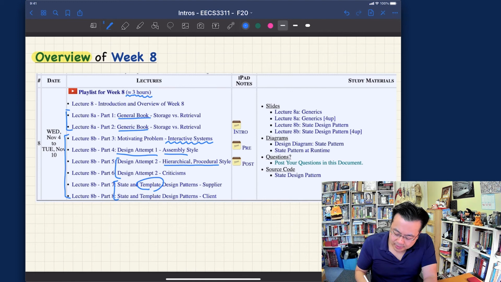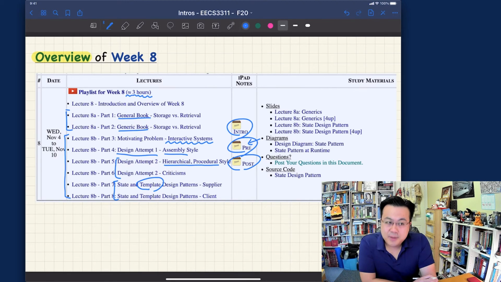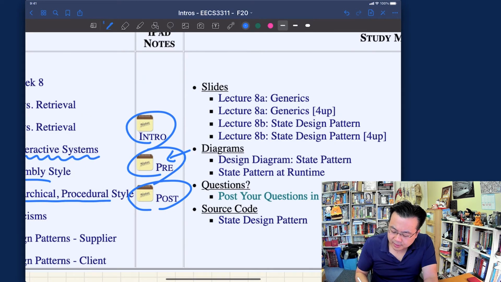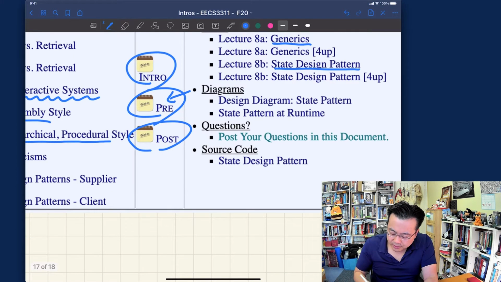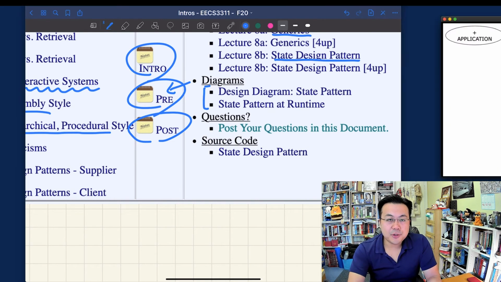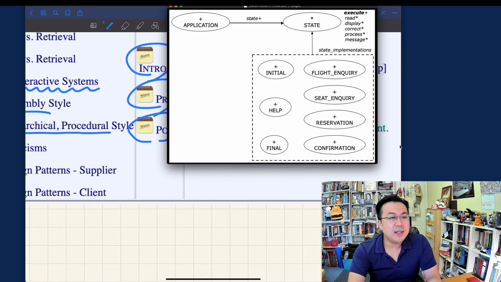And as usual, we got intro slides. We also got the starter iPad notes and the annotated iPad notes. You can study them. Hopefully that'll be helpful for your learning. For the slides, we got both for generics and for the state design pattern. I also include two diagrams over here that will be important for your learning. One is about the architecture for the state design pattern.